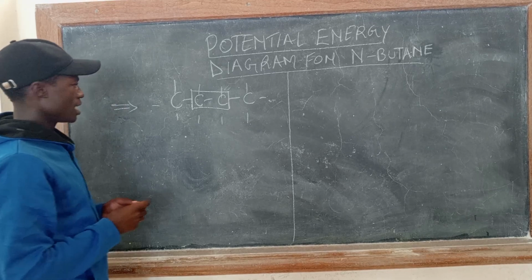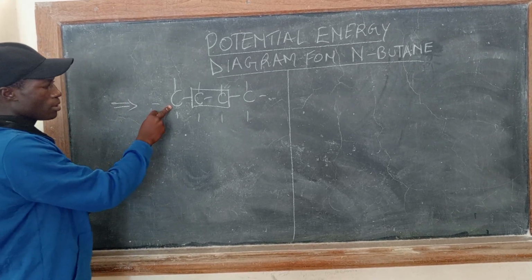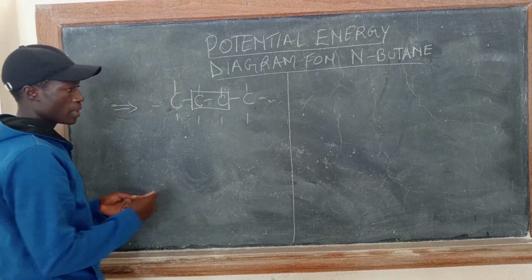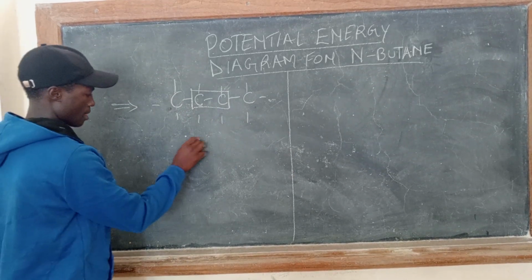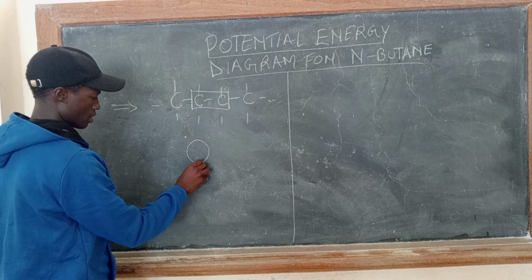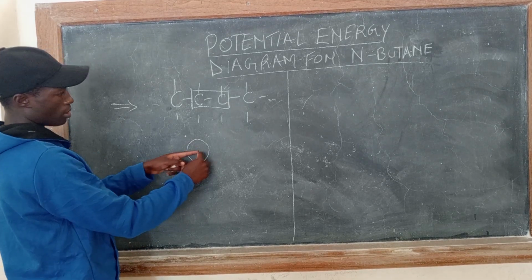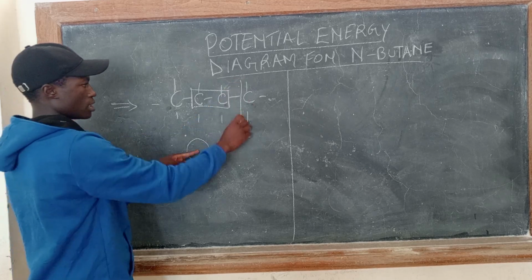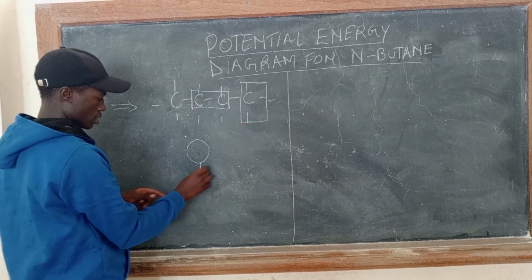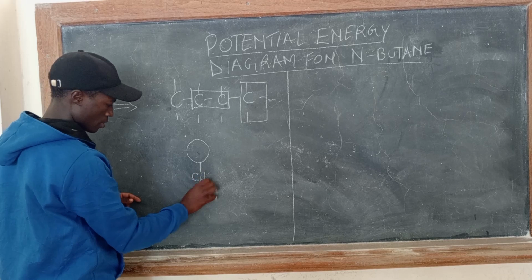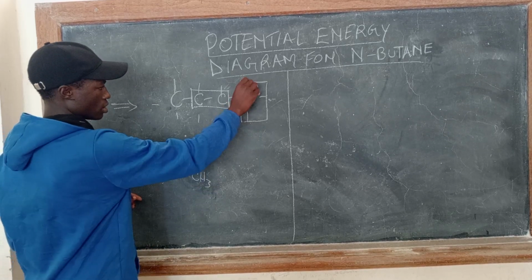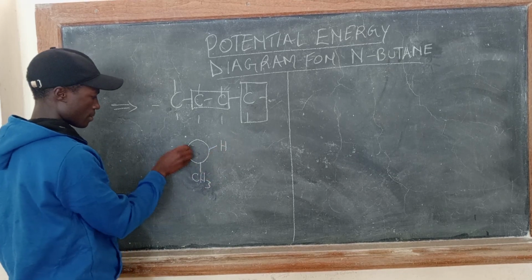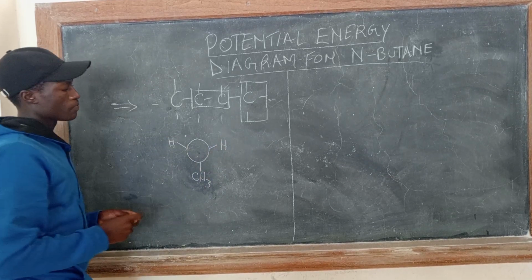So when we view it from this side, we are going to have this first carbon, then this one is going to be located at the back. So while drawing it, you can simply draw it this way. This is the outer carbon, this is the carbon here. Now this carbon is bonded to a methyl group and 2 hydrogen atoms.